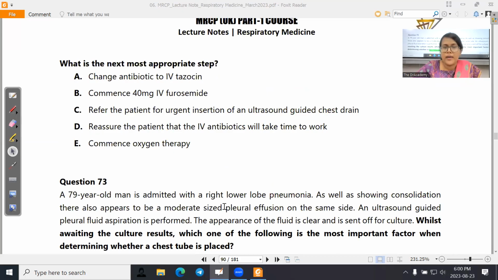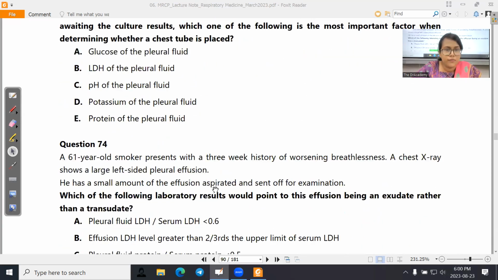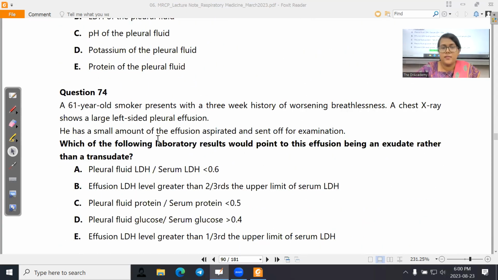Next up is, although I haven't really discussed in my discussion today, I would just like to go to 74 and I will discuss this in this question. So a 61-year-old smoker presents with a 3-week history of worsening breathlessness. A chest X-ray shows a large left-sided pleural effusion. He has a small amount of the effusion aspirated and sent off for examination. Which of the following laboratory results would point to this effusion being an exudative rather than a transudative effusion? So this is actually a question regarding Light's criteria.